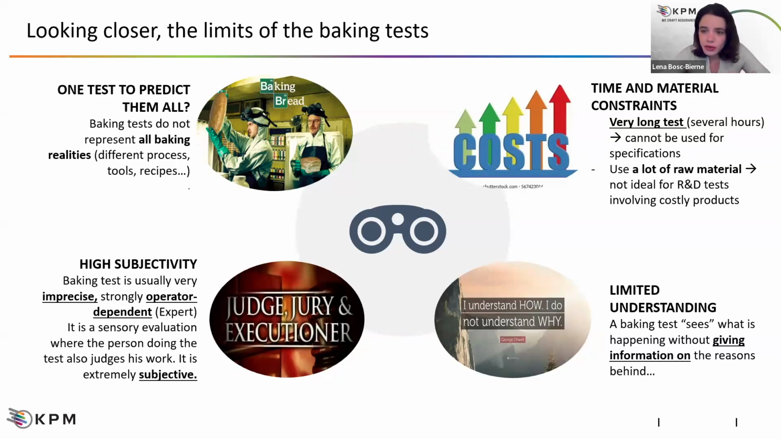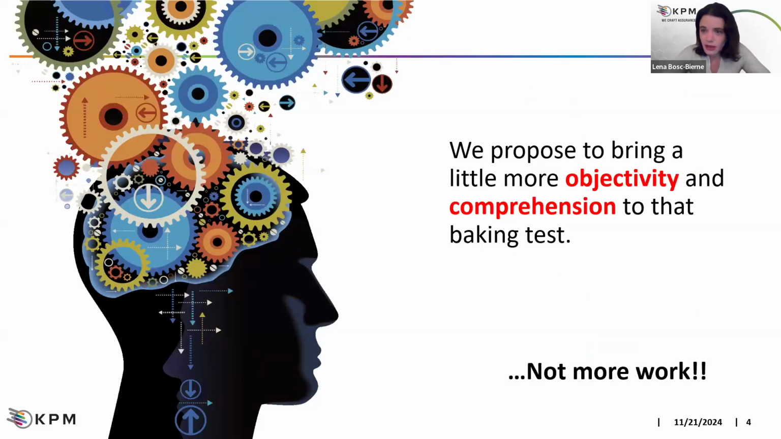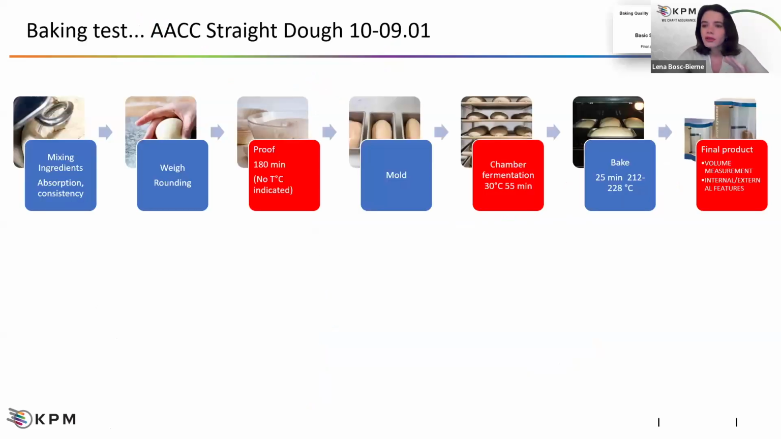So the idea is just to put a little bit more objectivity into that, a little bit more understanding of the baking test, not more work. This is something that can be done completely in parallel and that can be more efficient actually than the tools that we are using today. But the idea is really to use this very interesting tool, but with objectivity and understanding. So here, this is a representation, a simplification of the AACC process.